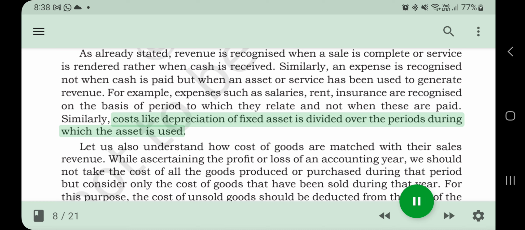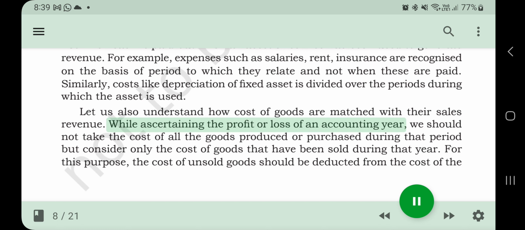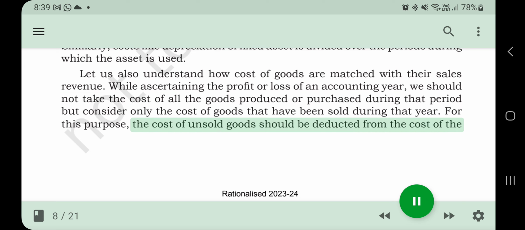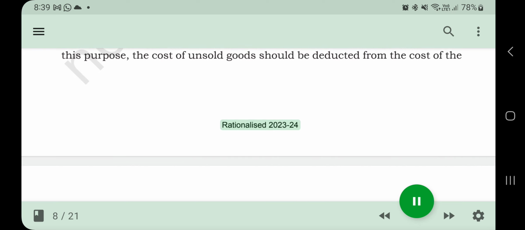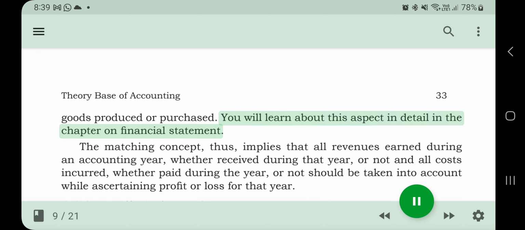Similarly, costs like depreciation of fixed asset is divided over the periods during which the asset is used. Let us also understand how cost of goods are matched with their sales revenue. While ascertaining the profit or loss of an accounting year, we should not take the cost of all the goods produced or purchased during that period but consider only the cost of goods that have been sold during that year. For this purpose, the cost of unsold goods should be deducted from the cost of the goods produced or purchased. You will learn about this aspect in detail in the chapter on financial statement.